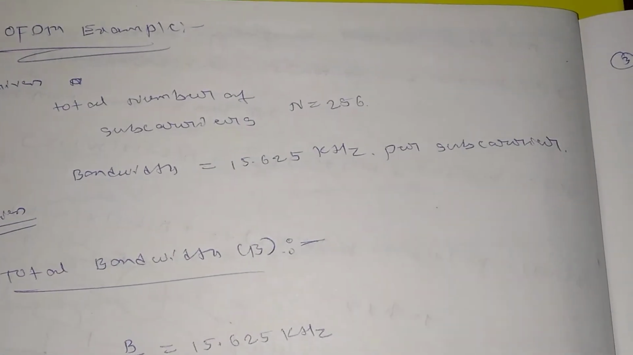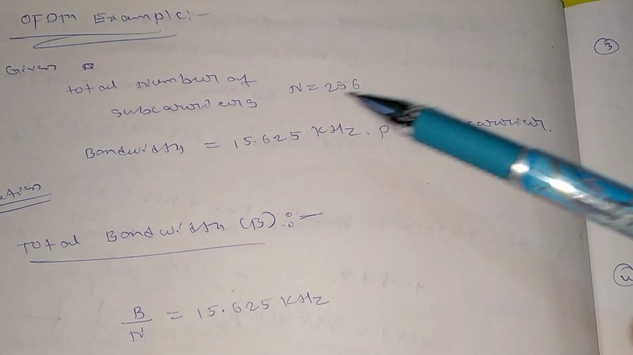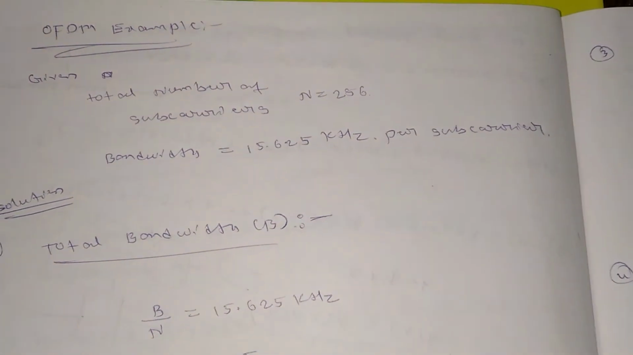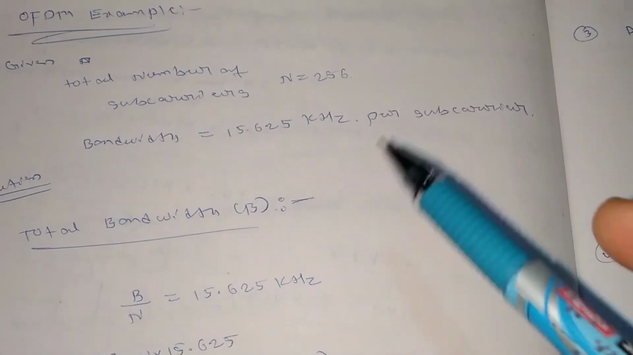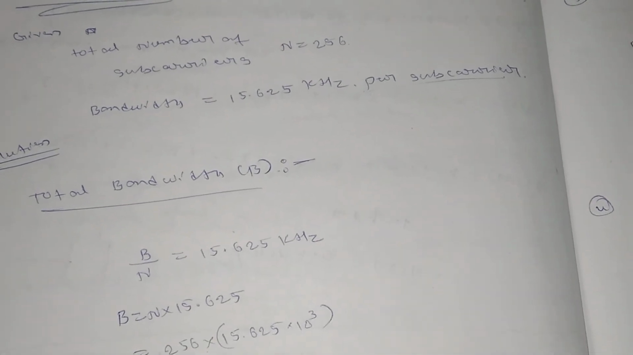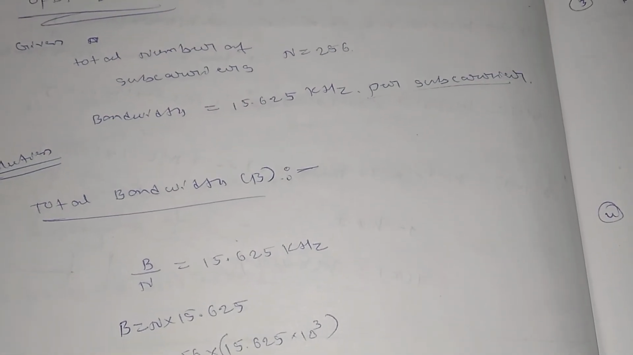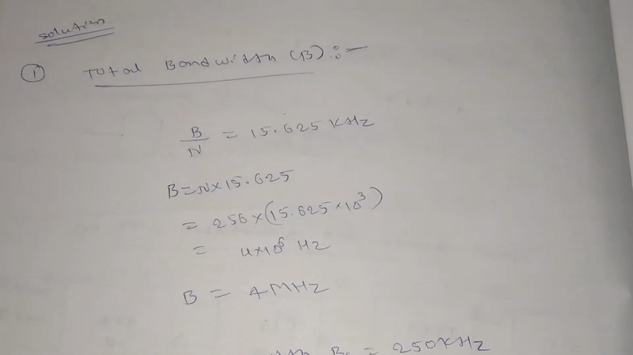Okay, guys, so the given data: N equal to 256 and bandwidth 15.625 kilohertz per subcarrier. So it's very important. They have given the bandwidth of a subcarrier. We need to find out the total bandwidth of that OFDM system where there are 256 subcarriers. Okay, so let us see how I will proceed.